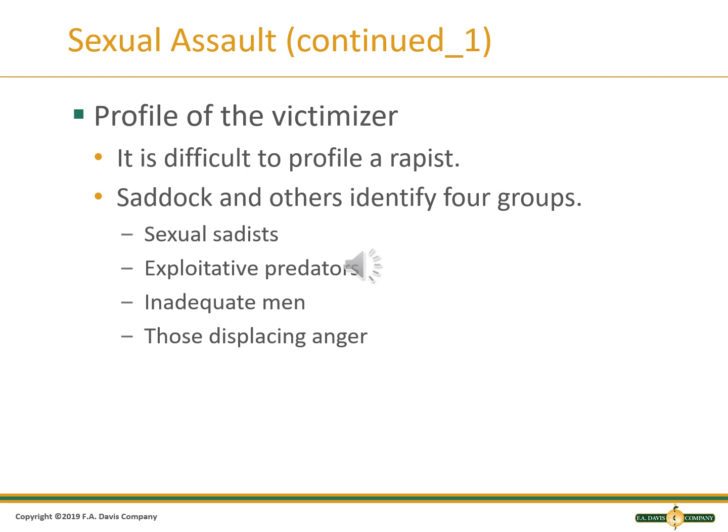Profile of the victimizer. It is difficult to profile a rapist. Sadock and others identify four groups. The first group is the sexual sadist. The second group is exploitive predators. The third group is inadequate men. And the fourth group is those displacing anger. So please refer to your textbook in reference to these four different types of victimizers.